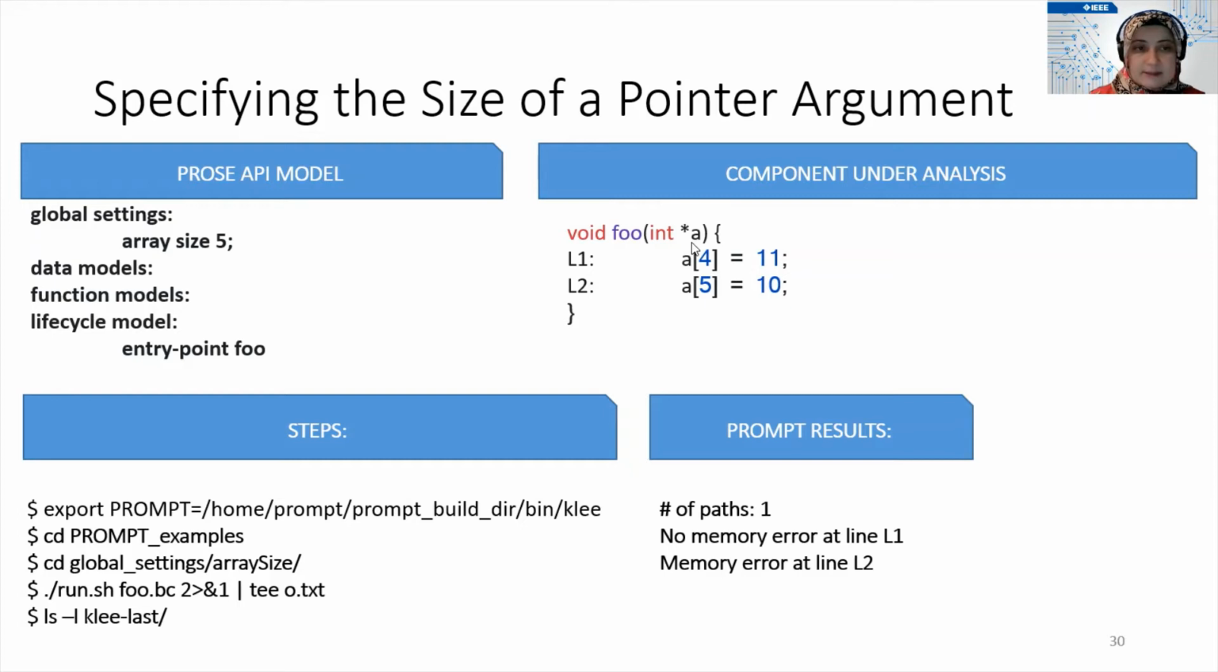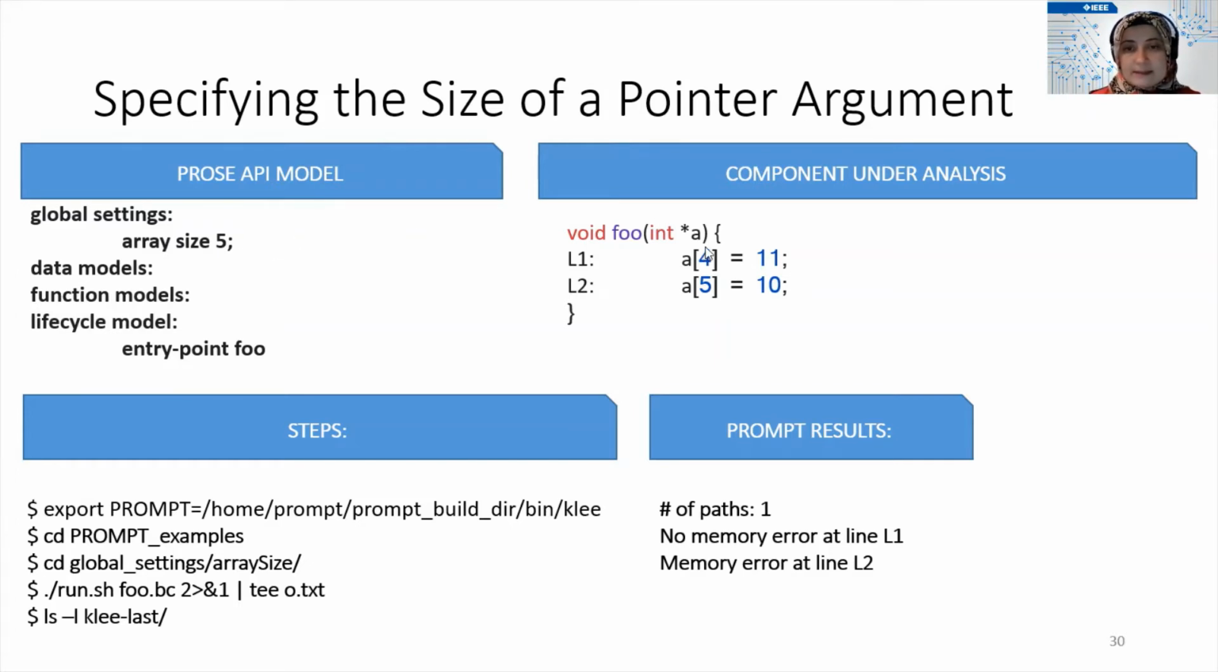An important decision in lazy initialization is to determine the size of the array that would be pointed by a pointer type argument. The default value in prompt is 20 if the user doesn't specify anything, but we can control the setting in the global settings with the array size syntax, and you mention the size of the array here. So this applies to any lazy initialized pointer type.